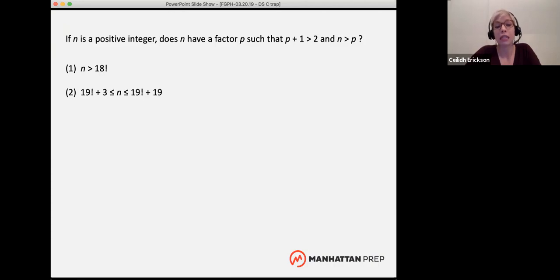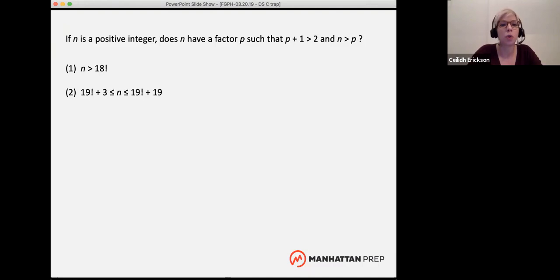N greater than 18 factorial. But then this one's telling me that n is greater than 19 factorial plus change. So isn't 19 factorial already greater than 18 factorial? So if I put them together, statement 1 doesn't give me anything that statement 2 didn't already tell me. It's the same information. So that actually means that the answer C is impossible, right? Because C means together they don't work, separately they don't work, but together they do work, meaning they add value to each other.